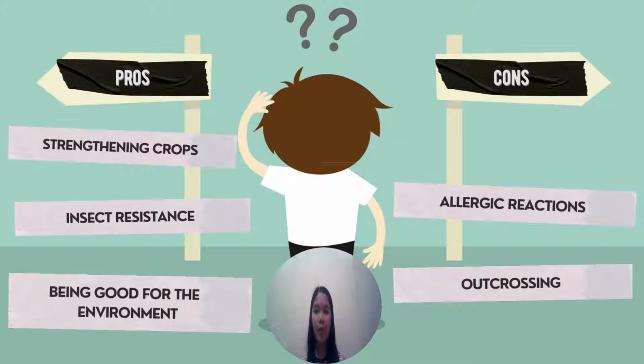Genetically modified crops are usually regarded as double-edged swords. This is because they come with a set of pros and cons. From pros like strengthening crops, insect resistance, and being good for the environment to cons like allergic reactions to outcrossing and more. Watch till the end to know about all of them.